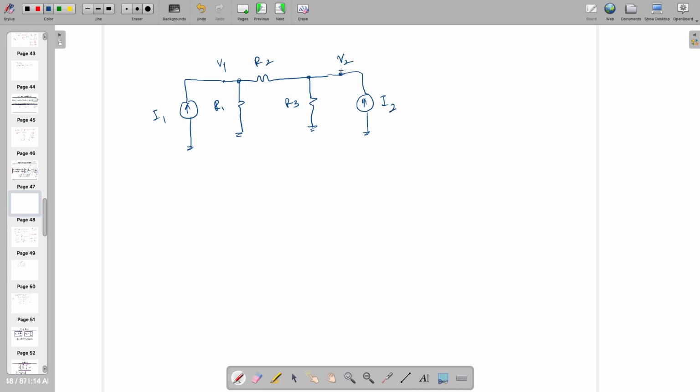So if I want to find out, let's say V1 by V2 when I2 equal to 0, can you tell what will be the value? So I2 is 0 means this is open circuited, right? This has to be open circuited. Now, can you write down V1 in terms of V2 or V2 in terms of V1?